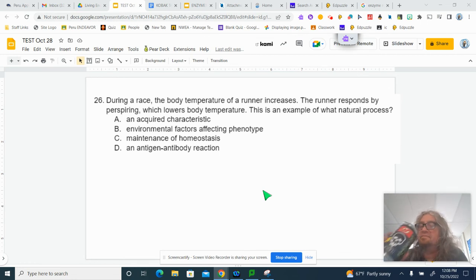26. During a race, the body temperature of a runner increases. The runner responds by perspiring, which lowers his body temperature. This is an example of what natural process? A, an acquired characteristic. B, environmental factors affecting phenotype. C, maintenance of homeostasis. Or D, an antigen-antibody reaction.